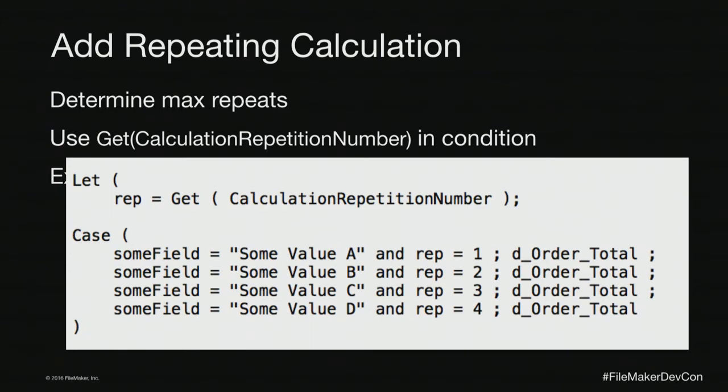So I used a Let function so I didn't have to keep repeating that long calculation function, Get(CalculationRepetitionNumber), but I'm nonetheless including rep equals 1, 2, 3, or 4 in a Case statement so I can decide if some other criteria is met and the current repetition is 1, in this case put in order total. It's a little clunky with order total on every line. I tried to think of something that would make that a little simpler, but that's okay. You get the point. As you go through, you'll come up with ways, I'm sure, to improve the syntax.